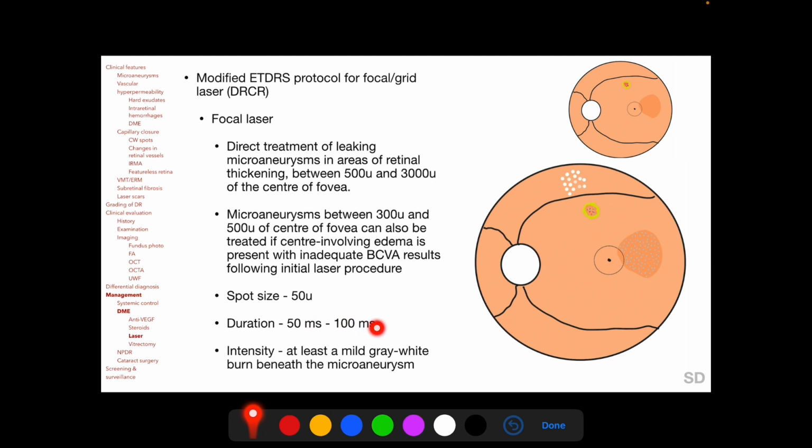to 100 milliseconds, and the intensity is only a mild gray white burn beneath the microaneurysms. In the original ETDRS protocol, the spot size was 50 micron to 100 micron, and the intensity of laser energy was titrated to darkening or whitening of the treated microaneurysms.